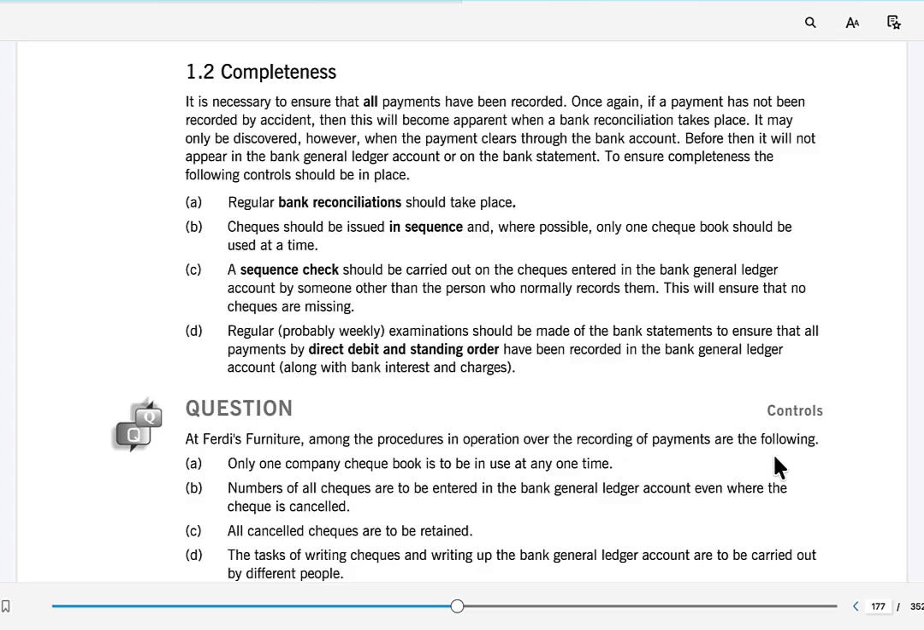Final summary of Lesson 1. Point 2. Completeness means every payment must be recorded in the accounting system. Payments can be missed because they might not be recorded when made, and the mistake might only be noticed when the bank statement shows the payment. To ensure completeness, the book requires these controls. Regular bank reconciliations, checks issued in sequence, sequential checks on checks entered in the bank ledger, independent checking by someone else, regular checking of bank statements for standing orders and direct debits. If these controls are followed, the business will have complete payment records and the accounts will be reliable.